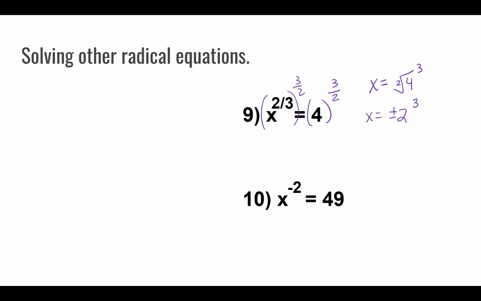We always root and then power. You can do it the other way, but if you root first, you're working with smaller numbers. All right, we have plus and minus 2, right? Square root of 4 is positive and negative 2. What is positive and negative 2 cubed? 8. Positive and negative 8.